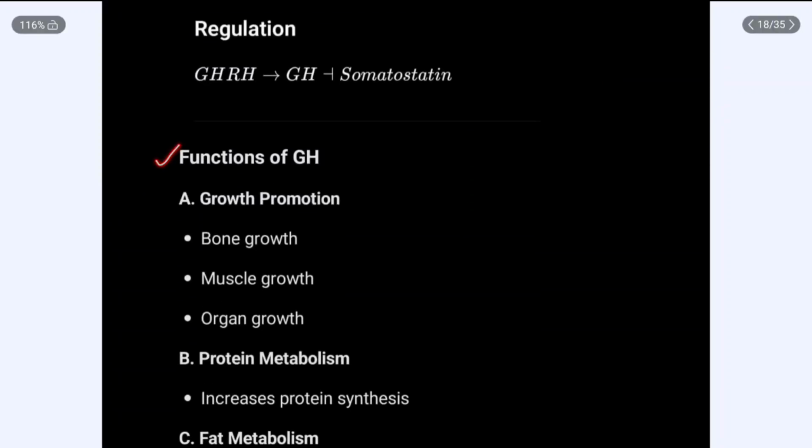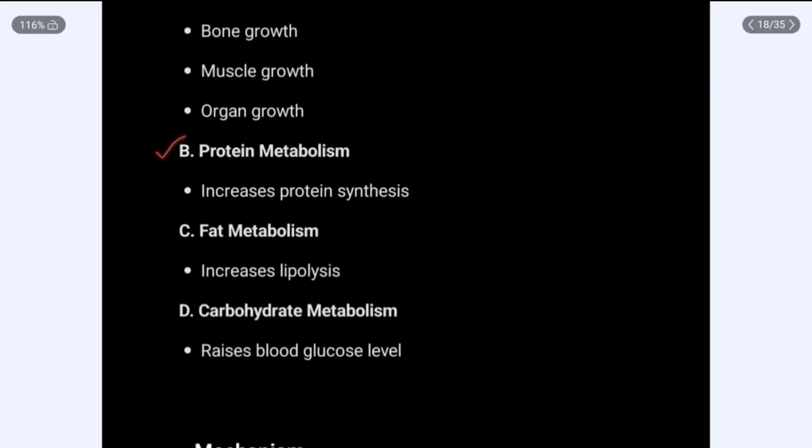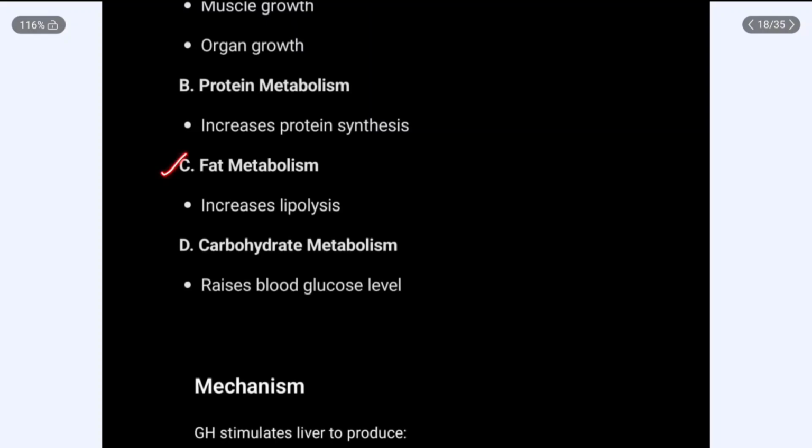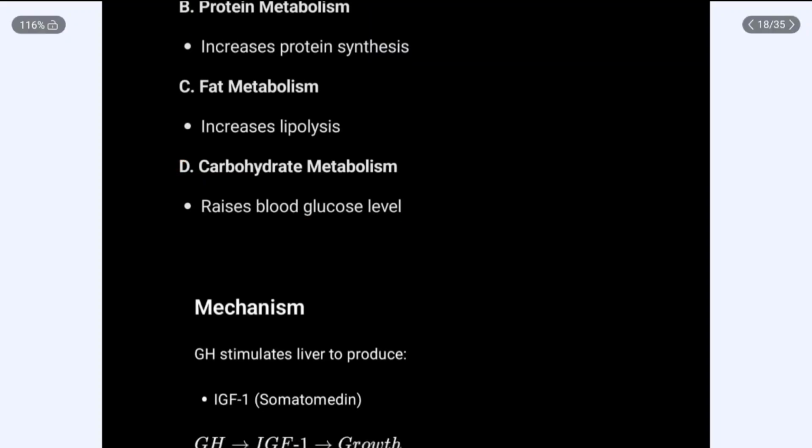Let's see the functions of growth hormone. First, growth promotion. It includes bone growth, muscle growth, organ growth. Then protein metabolism, which increases protein synthesis. Fat metabolism, which increases lipolysis. And carbohydrate metabolism, which raises blood glucose level.